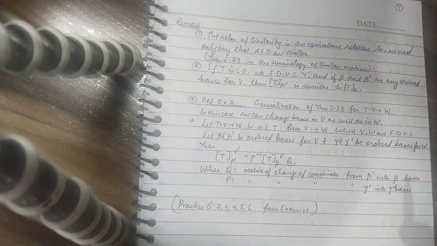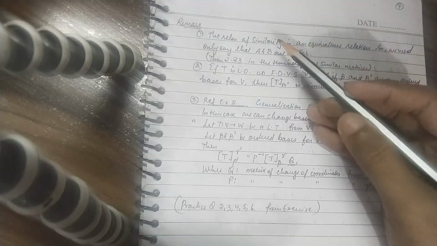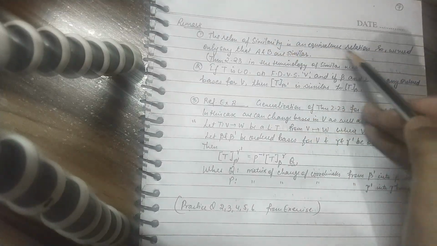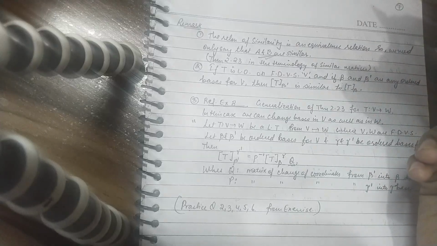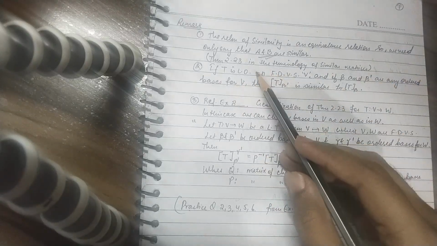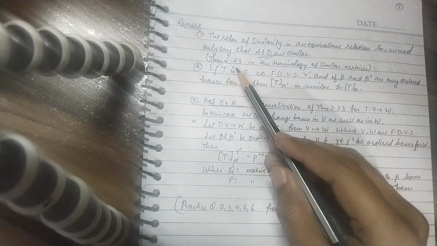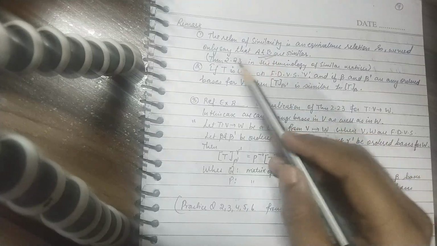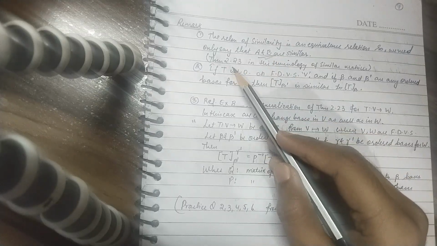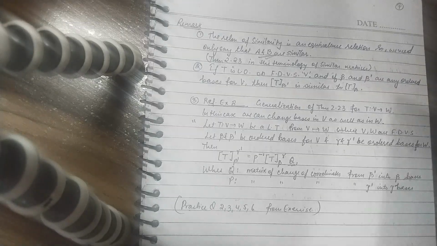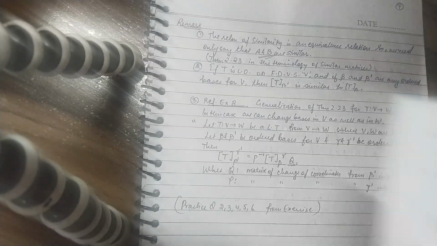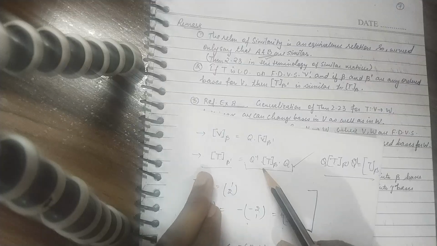Fine. So now we study some important remarks. As I told you just now, the relation of similarity is an equivalence relation, so we need only say that the matrices A and B are similar. Now in this terminology, we can restate theorem 2.23. Which theorem? The one we have just used, that T beta dash equals Q inverse of T beta Q, theorem 2.23.